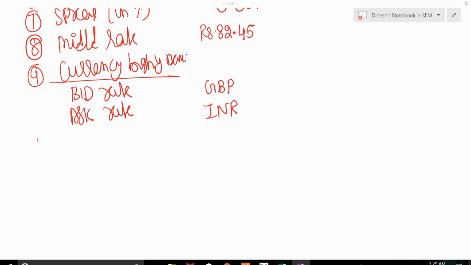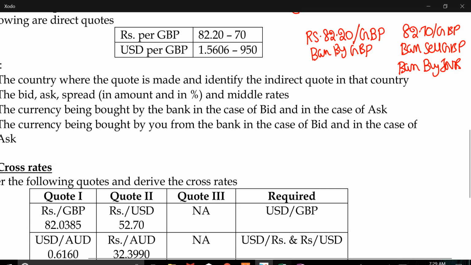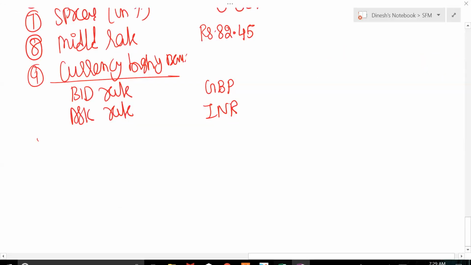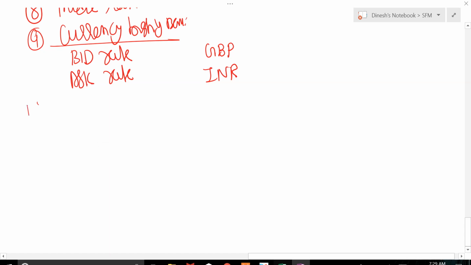Any doubts on this? The last part says currency bought by you. Bought by you means as customers, what are we buying? So next, currency bought by us.